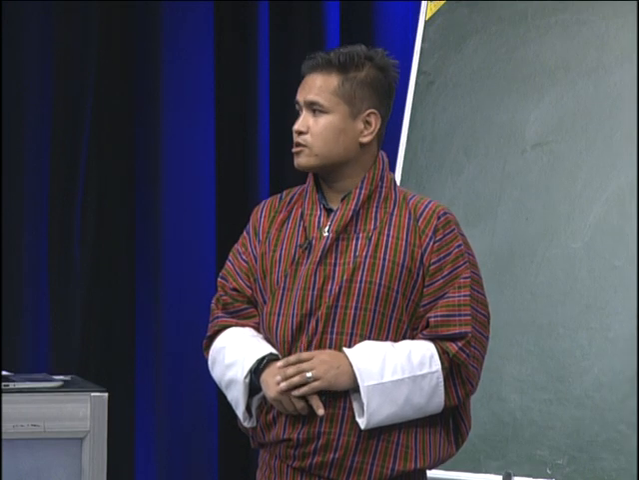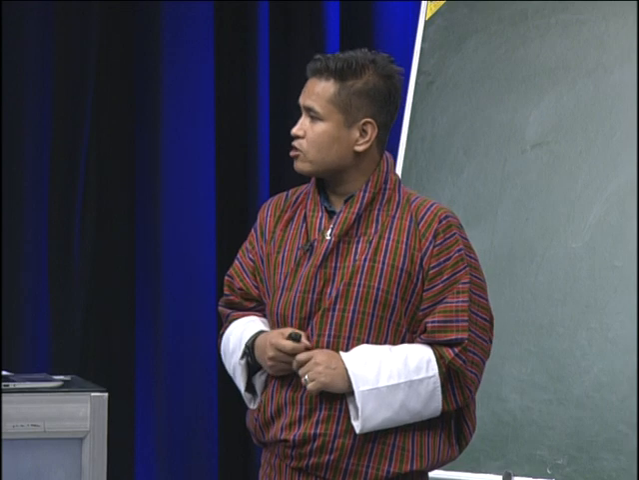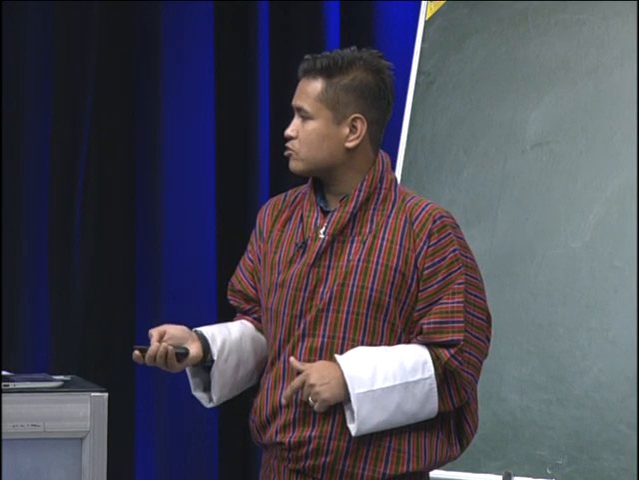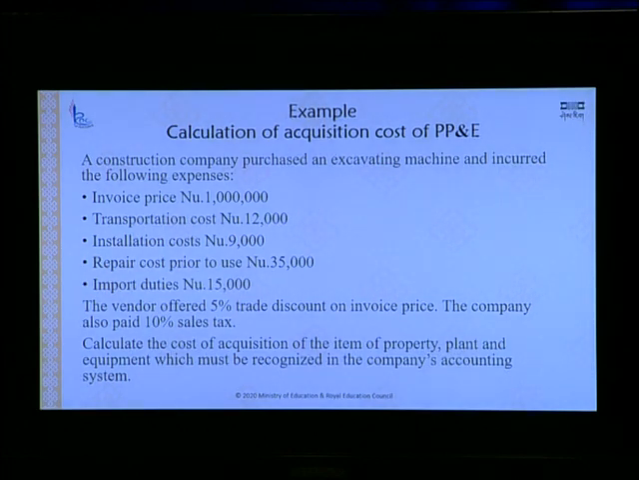That means the supplier has provided some discount which is 5% on the invoice price. Remember we have the invoice price on the top, and the company has also paid 10% sales tax. Let us see what this question asks us to do. Calculate the cost of acquisition of the item of property, plant and equipment which must be recognized in the company's accounting system. That means in this question we have to find out the acquisition cost.